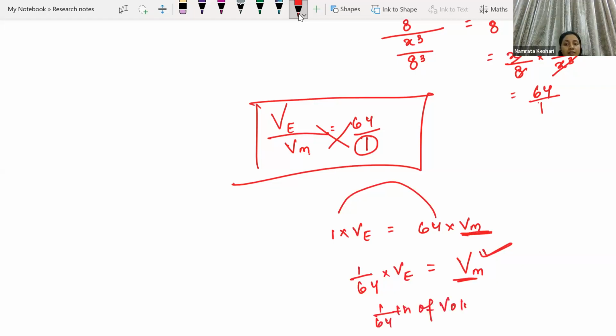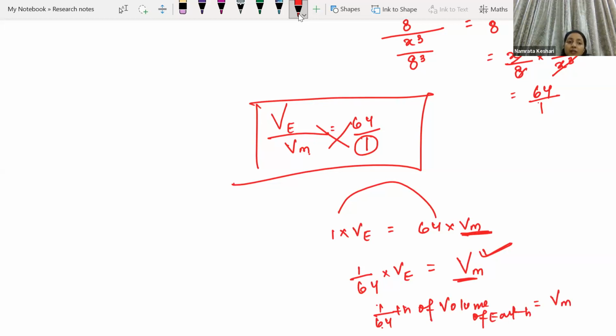Getting it? This is our final answer. What fraction of earth's volume will we take? 1 by 64th. Then we will get the volume of the moon. That's what is asked in the question. Is it getting clear?